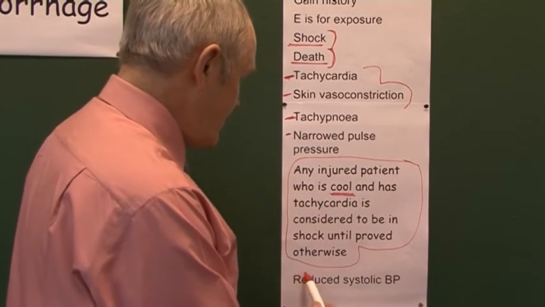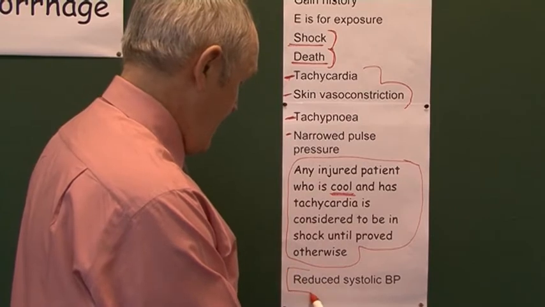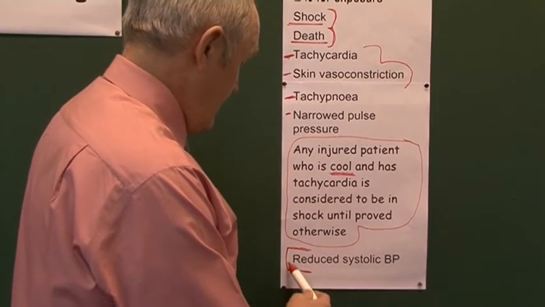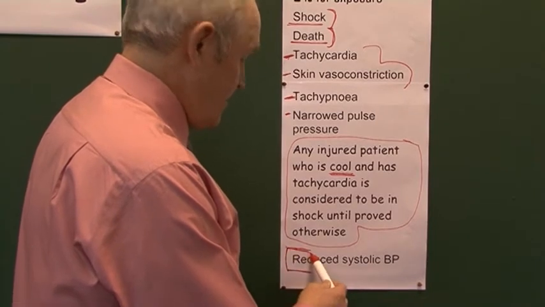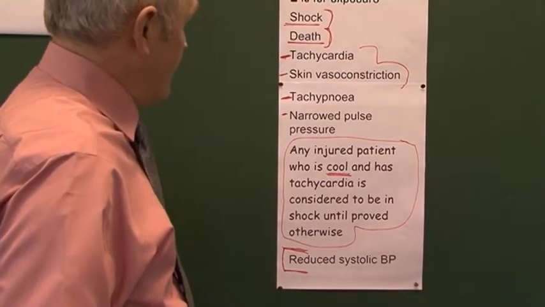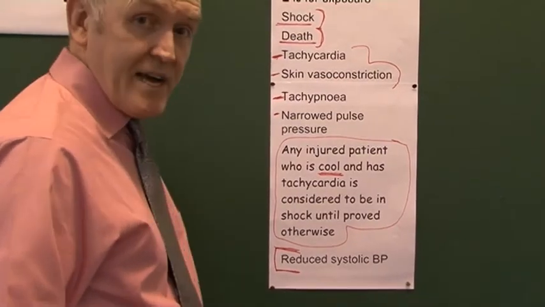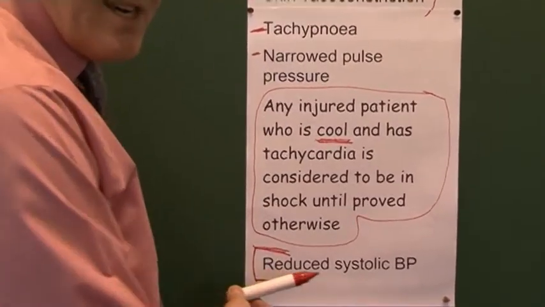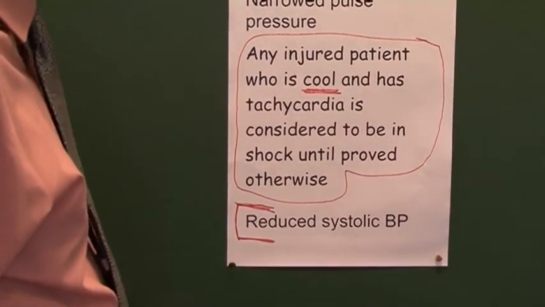And remember that reduction in systolic blood pressure is a relatively late sign in shock. That might not occur till the patient's lost something like 30% of their blood volume. So plenty of things to look out for before the blood pressure, or the systolic blood pressure, actually starts to drop.